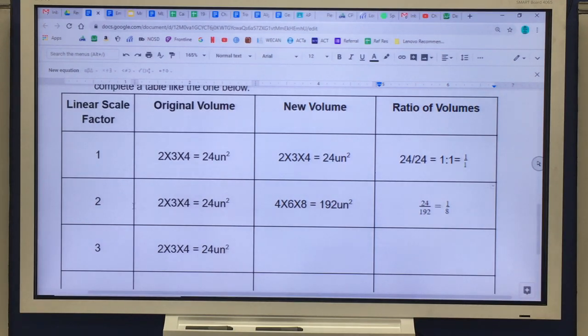Okay, so now I go here. I'm going to triple all of these, times 3. So 2 times 3 is 6. 3 times 3 is 9, and 4 times 3 is 12. So 6 times 9 times 12, bam, 648. Hey-oh, that's a big old number, Yahtzee!